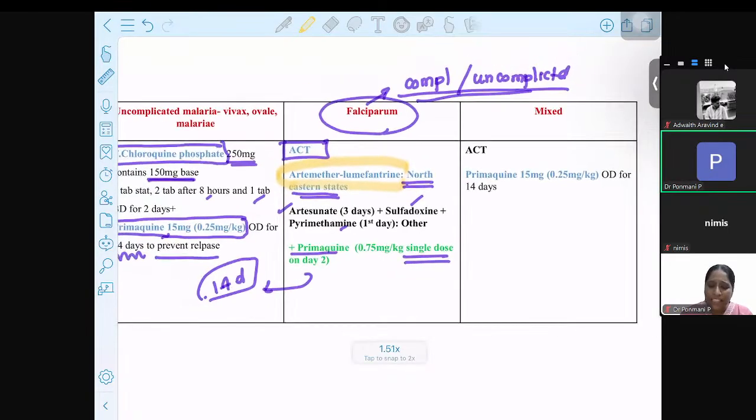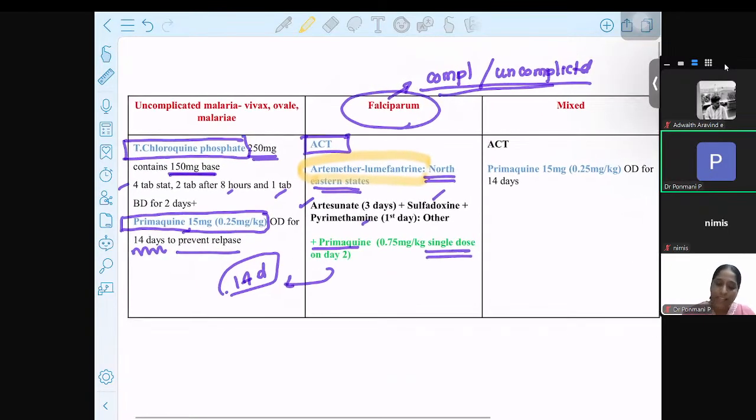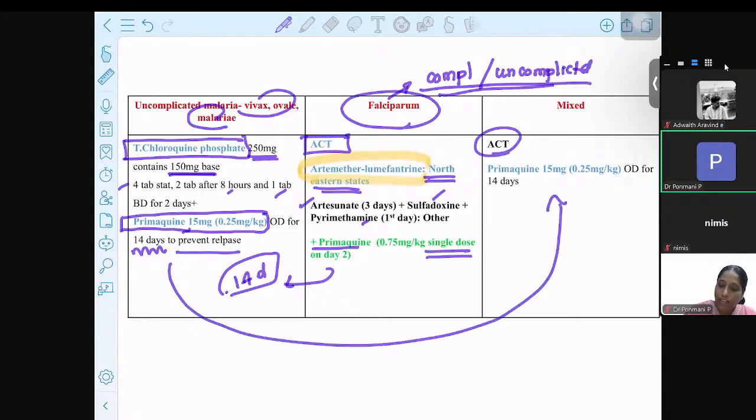And if you get a mixed infection, what do I do? Mixed infection means falciparum is going to be there. Since falciparum is there, I'm going to go for ACT. Since other infections are also there, what am I going to do? I'm going to put primaquine here. So primaquine 15 mg for 14 days will be coming here. Clear? So please remember, for uncomplicated malaria, it is chloroquine plus primaquine. For falciparum, it is ACT and primaquine, and here primaquine is a stat dose. For mixed infection, it is ACT plus primaquine, but here the primaquine is for 14 days.